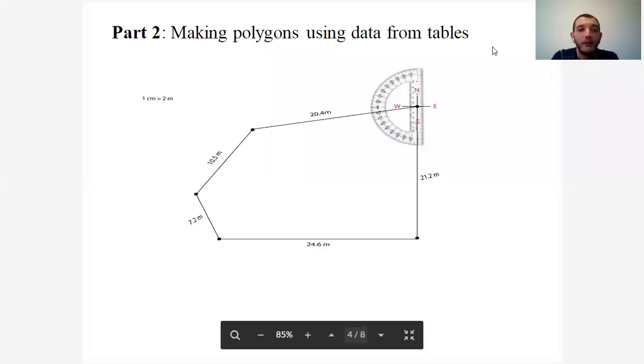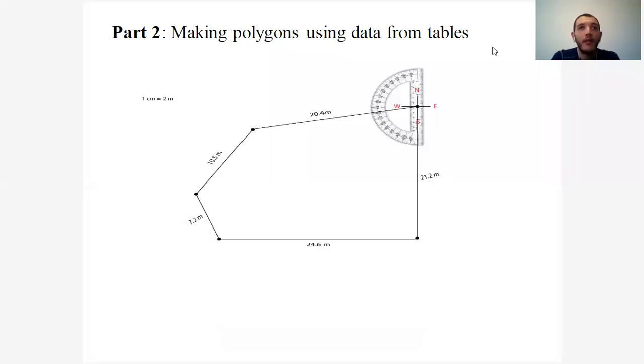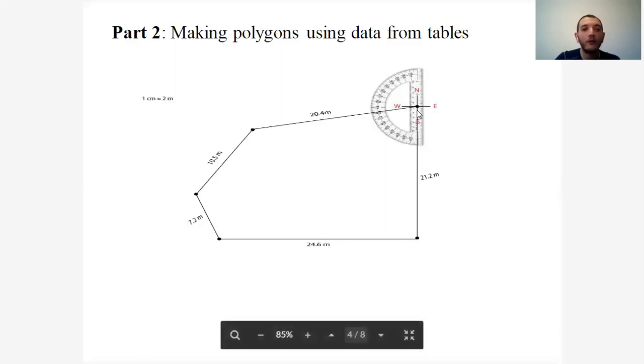In this part, you will be given 2 tables, and each table has data. Using the data from the table, you have to draw polygons on a white paper or an engineering paper if you have it. You will be given information about the bearing and the length. The bearing is the direction from one point to another, and the length is the distance from one point to another. For this one, this is point 1, this is point 2.